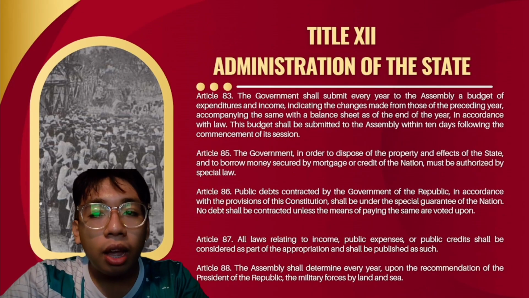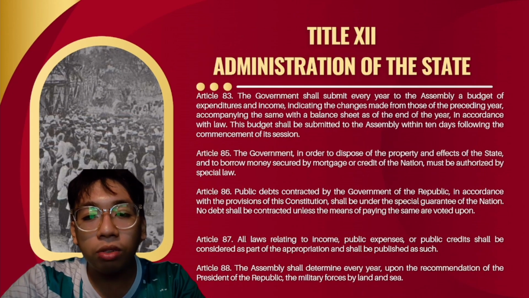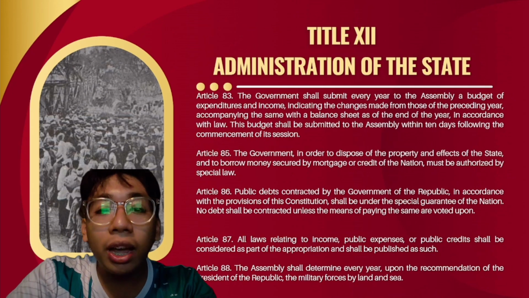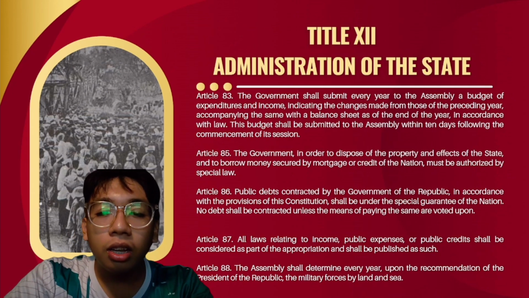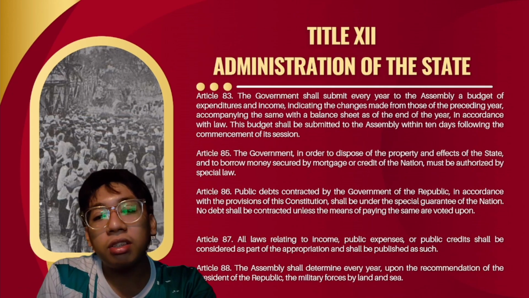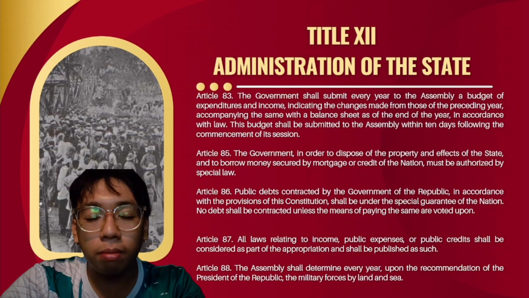Title 12, the administration of the state, Article 83, describes the overall structures of the state administration, including the roles of various government departments and agencies. Article 84 outlines the powers and the duties of the executive branch, particularly the head of state or the government. Articles 85 to 90 provide details on the administration of public services, the appointment of public officials, the management of state resources, and the framework for the government's accountability.